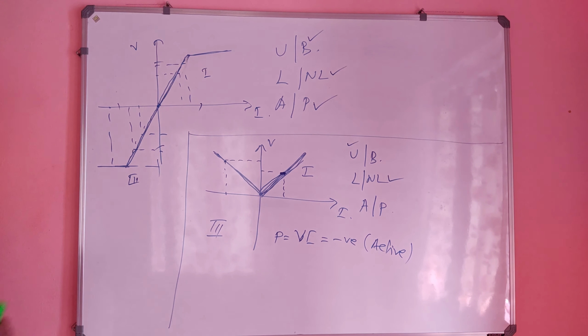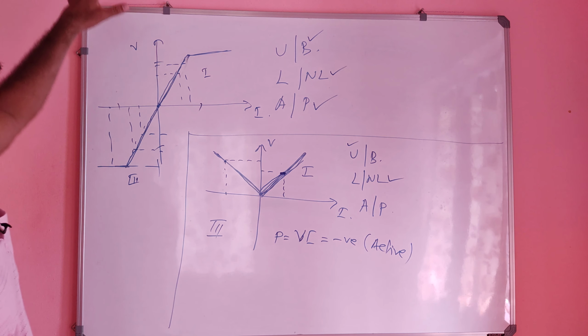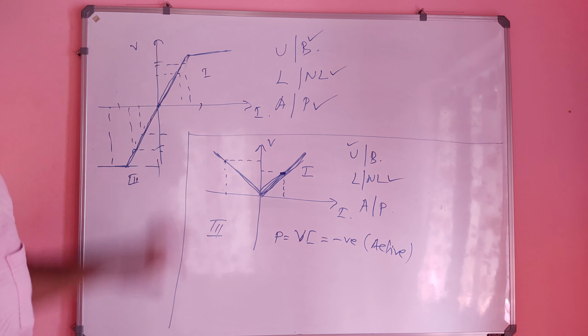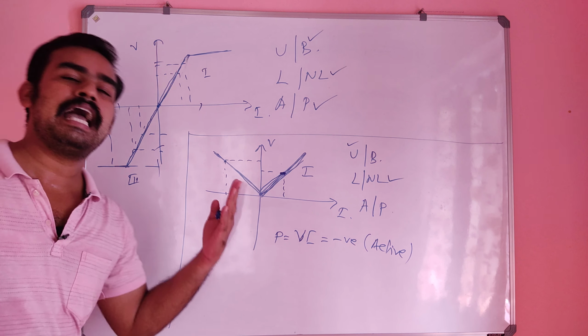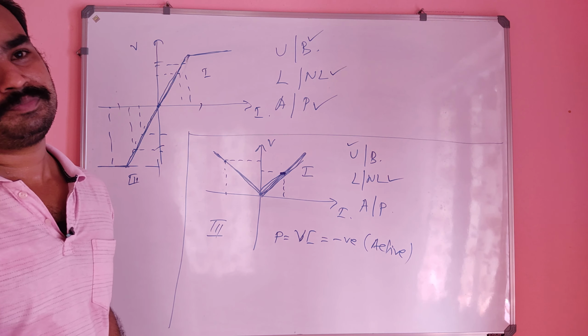So this is how we have to examine whether the given element's graph is linear or non-linear, active or passive, unilateral or bilateral. Clear?